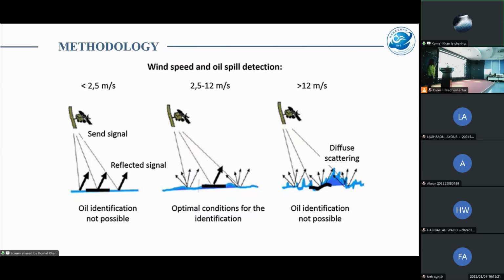If there is no wind, then the adjoining ocean will also behave like a smooth surface, like a mirror. And if there is too much wind, then small capillary waves will generate over the oil as well, and a very bright signal will return to the sensor, and again it will be impossible to detect the oil correctly.